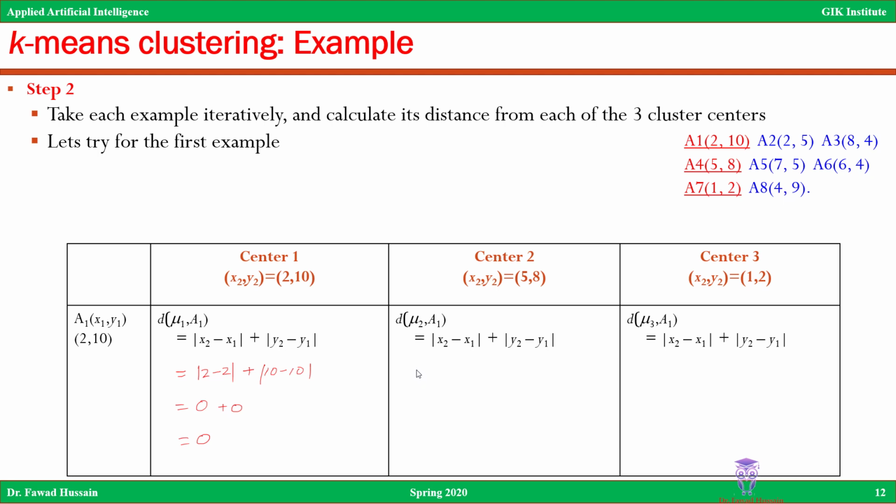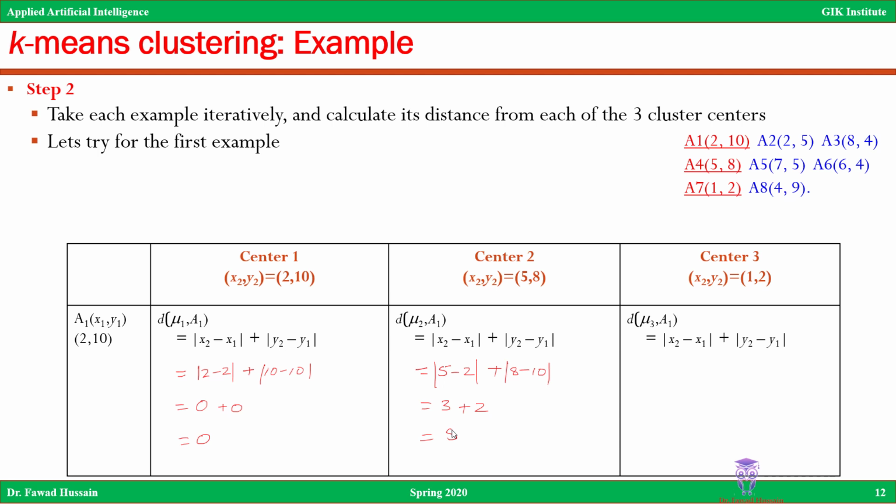But let's look at the second data point. So I'm trying to calculate the distance between (2, 10) and (5, 8). So in this case, what I'm going to have is |5 minus 2| plus |8 minus 10|. And again, I'm going to take the modulus. So this is 3 and this is minus 2. If you take the mod, this is 2.